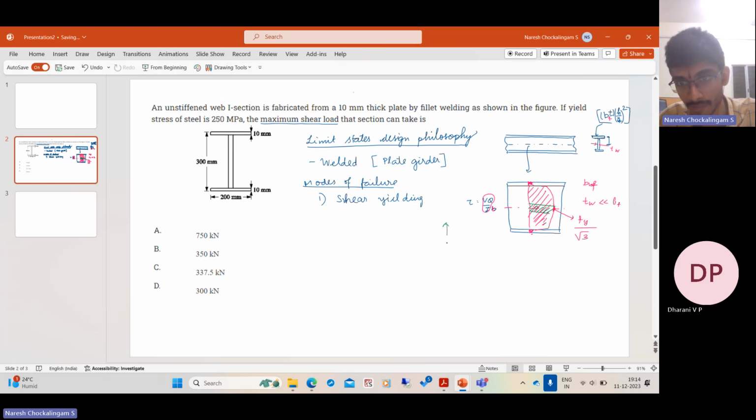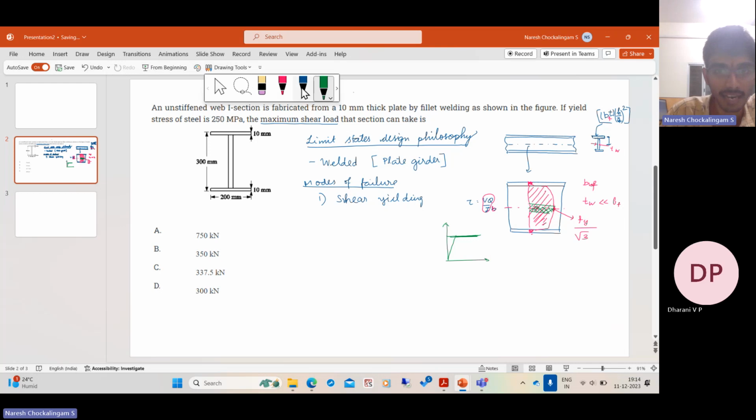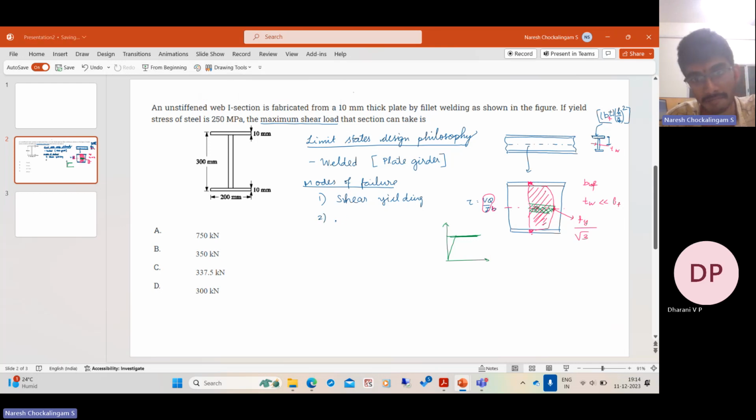If you see the stress strain diagram of steel, it is idealized like this for the purpose of design. You have an elastic zone and you have a plastic zone. In the plastic region, the stiffness is zero. So when this region yields under shear, it will not contribute to the stiffness. Therefore, it can fail under shear as this region grows. So that is one mode of failure, which is shear yielding. And the other mode of failure is shear buckling.